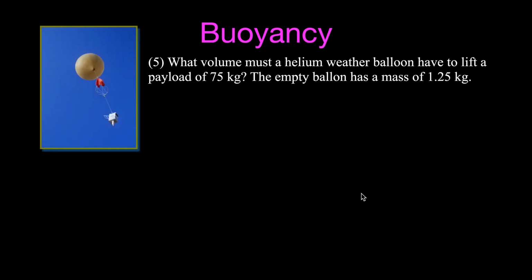Okay, now we have the last problem, and the last problem is the hot air balloon problem. It looks like this. We have a hot air balloon, I put here weather balloon, and it wants to lift a payload of 75 kilograms. And we're going to take into account the fact that it has a helium balloon, and the balloon actually has some mass. So the mass of the balloon is 1.25 kilograms.